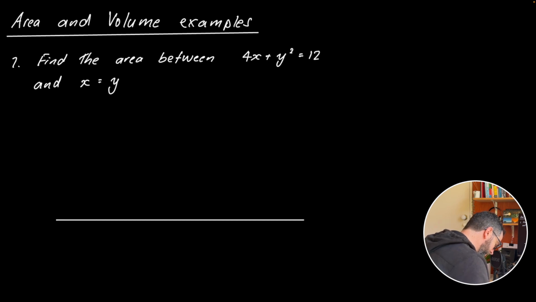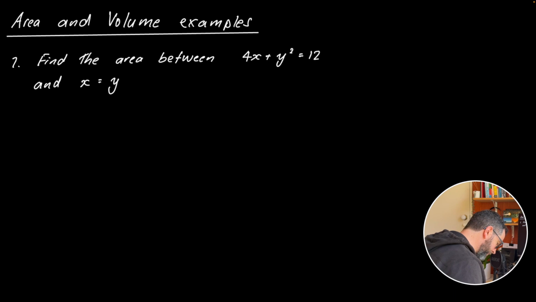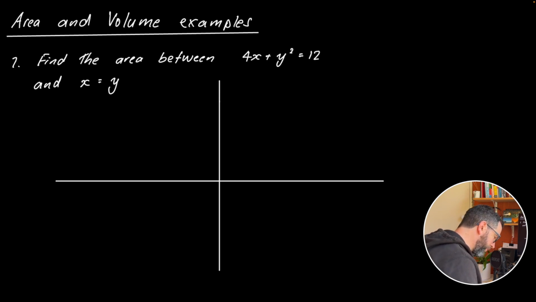So I'm going to sketch some axes here just to try and get a sense for what this area might look like. Here's my x-axis, and here is my y-axis. So let's see, 4x plus y squared equals 12.